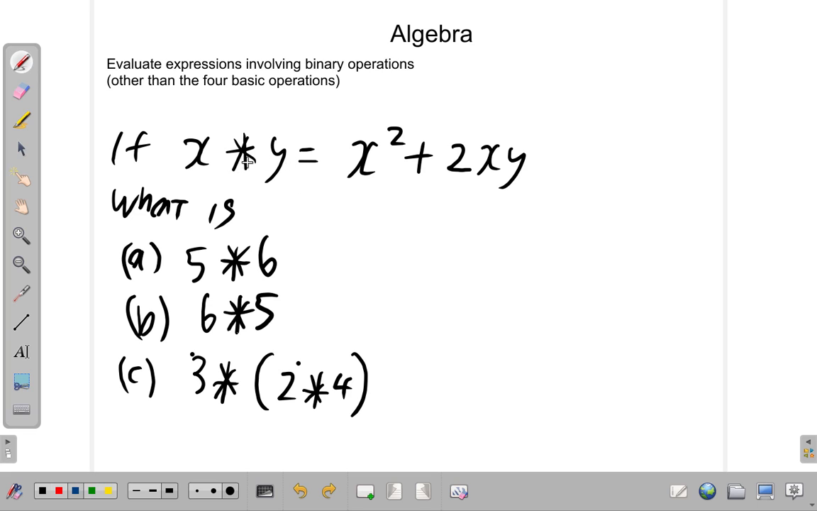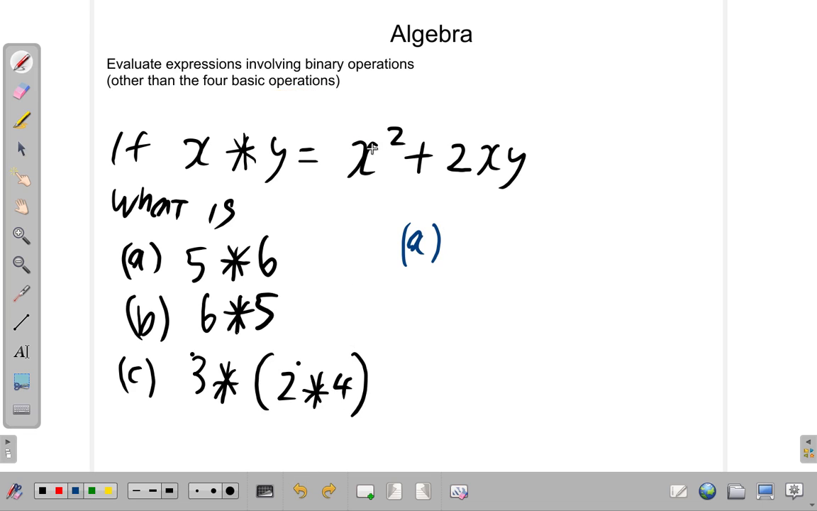X asterisk y is the same as x squared plus 2xy. What is 5 asterisk 6? So let's look at part A. Here, 5 asterisk 6 means wherever you see x, you put 5, because it says here x first, and then y second. Well, this is also x, then y in the second place, you put it for y. So you have to be careful about the position that these things take.